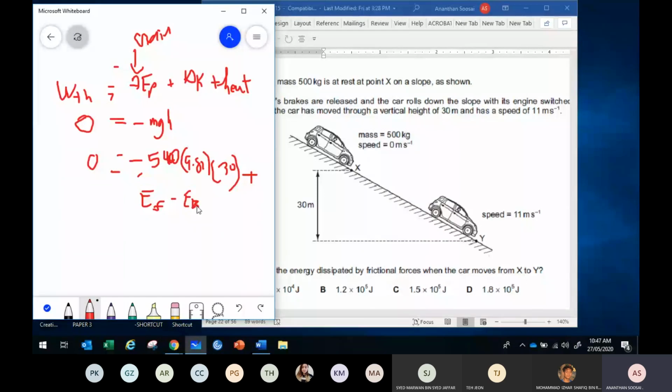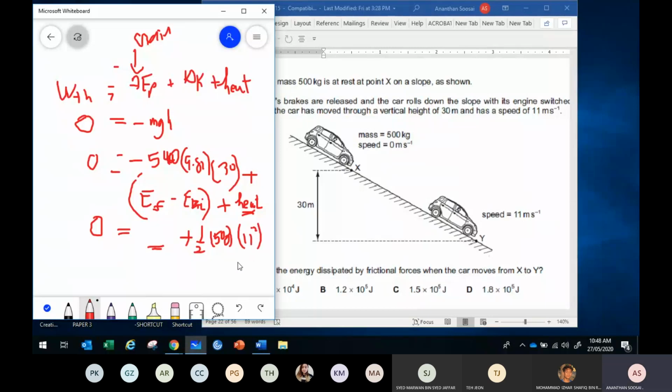Initial, I put I. Initial kinetic energy, then the gain. And of course, you have the heat. The question is looking for heat. So 0 equals this potential energy value, plus gain in Ek. Initial Ek is 0. The final Ek is how much? m is 500 times v, v is 11, so 11 squared. Plus heat.